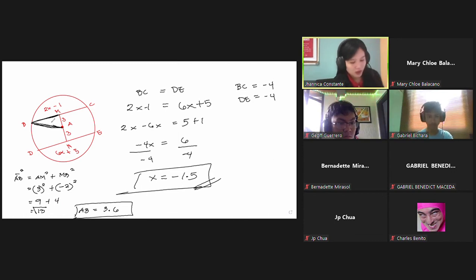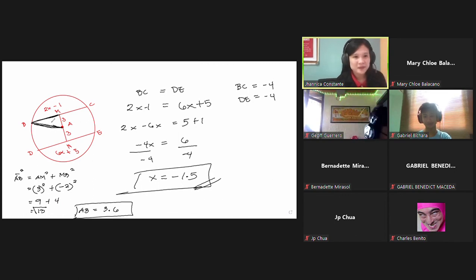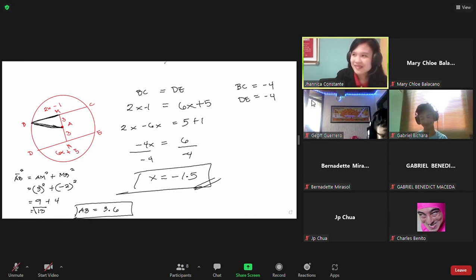Any questions on the third theorem of the congruent circle? Okay na? Okay na. Can I clear the screen?